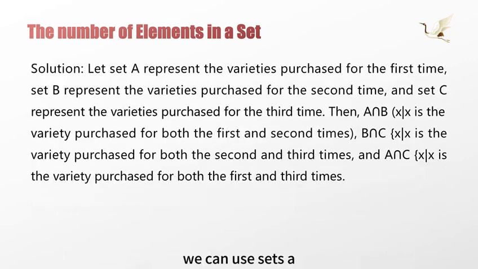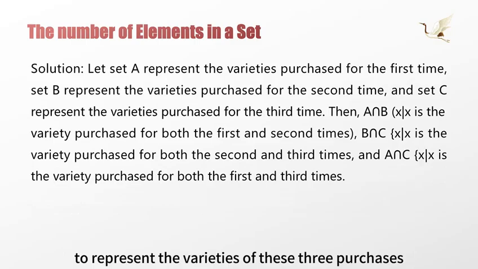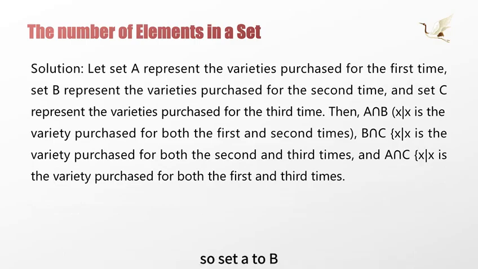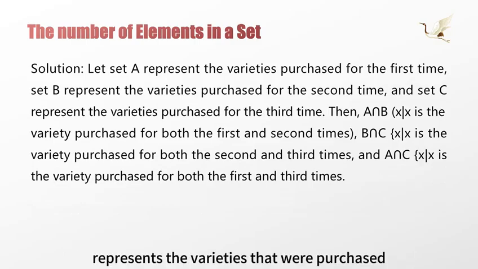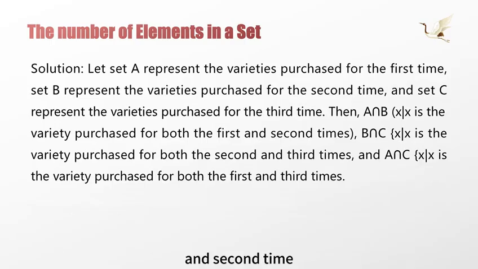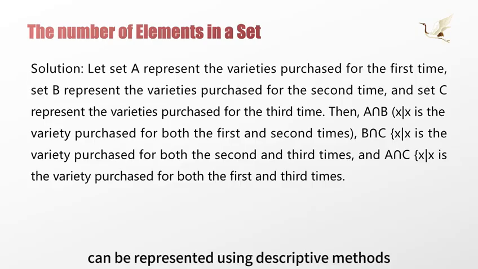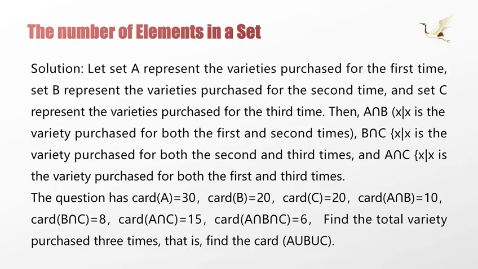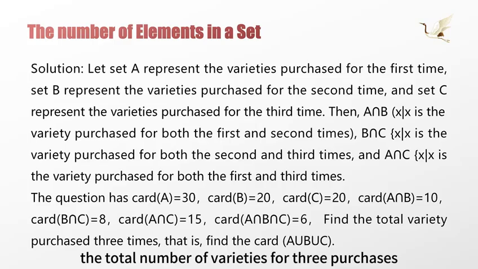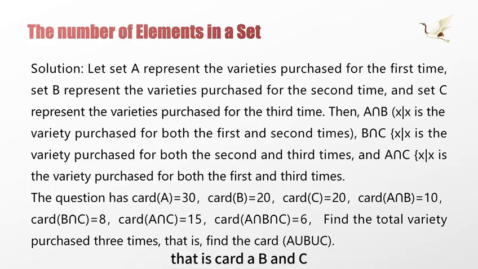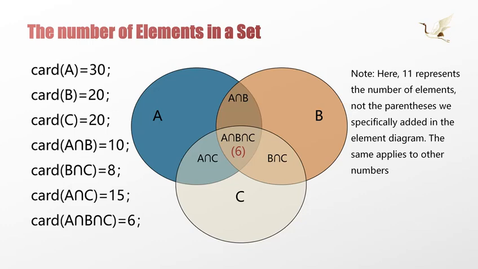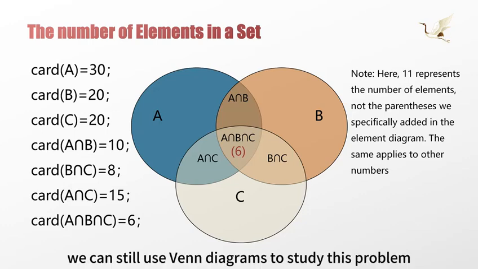We can use sets A, B, and C to represent the varieties of these 3 purchases. So set A intersect B represents the varieties that were purchased both the first and second time. Similarly, set B intersects with set C and set A intersects with set C can be represented using descriptive methods. The above data is obtained from the relationship between the questions. We request the total number of varieties for 3 purchases, that is card A union B union C. We can still use Venn diagrams to study this problem.